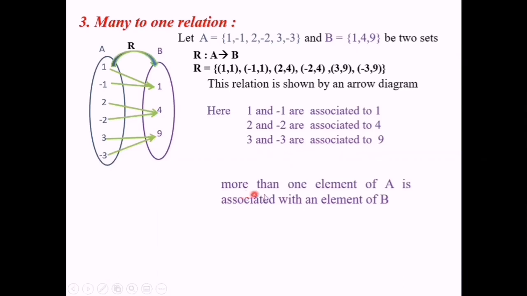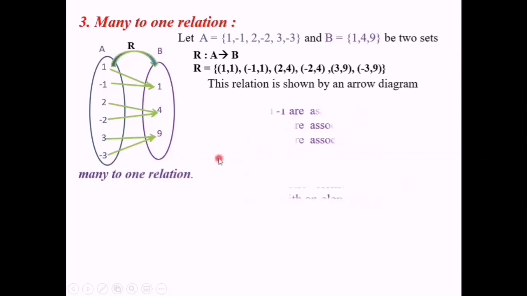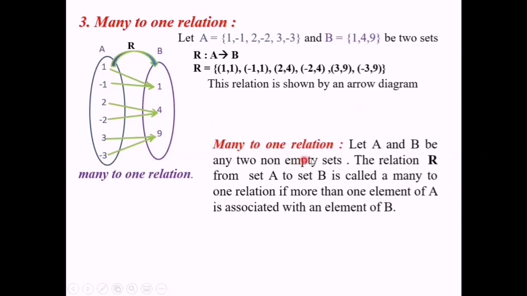In this figure, more than one element of A is associated with an element of B. So arrows here are many to one. So this relation is called many-to-one relation. Let's define it. Many-to-one relation. Let A and B be any two non-empty sets. The relation R from set A to set B is called a many-to-one relation if more than one element of A is associated with an element of B.